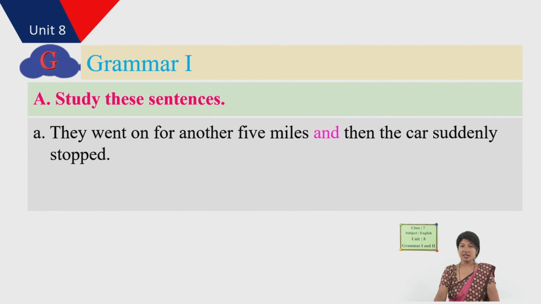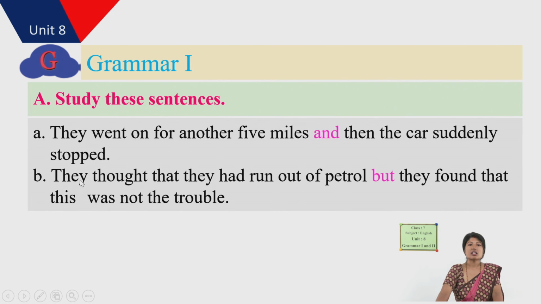Look here. Number A. They went on for another 5 miles and the car suddenly stopped. What can you see highlighted over here? And. What did we find in the text before? Use of and, right? Use of and in the text also to join two clauses. We found and here, also an example of and. One more, let's go. What's there in the next?